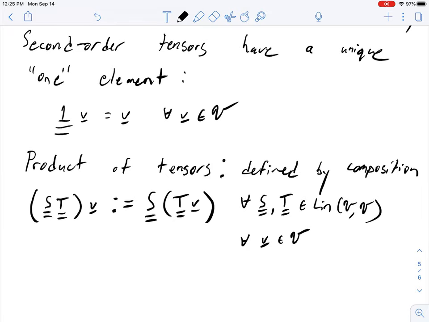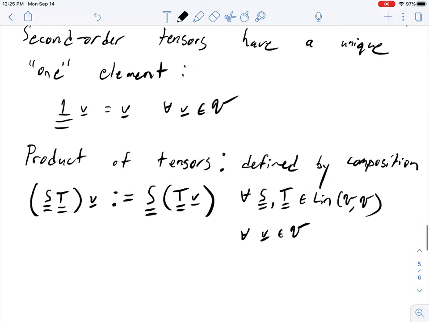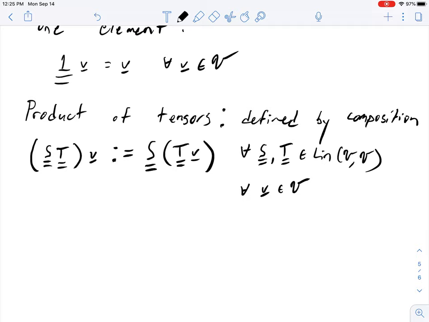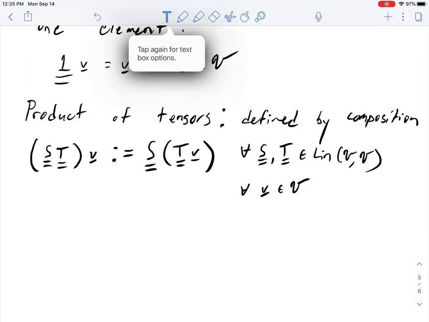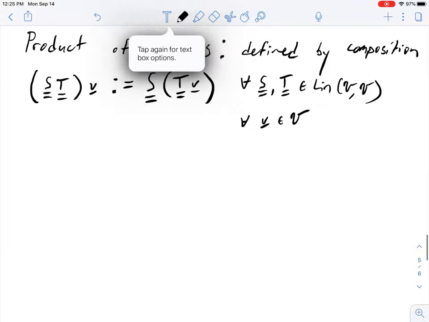So because it's defined in terms of composition like this, the product of two tensors does not commute, right? S times T like this is not necessarily equal to T times S. Some tensors commute, but not all of them do.